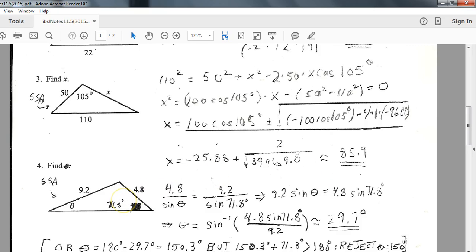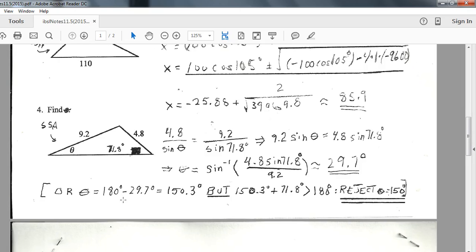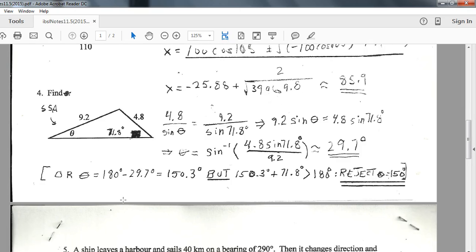And then one more look right here at number 4. This is really a review problem on the SSA case. So again, notice we're dealing with a side-side-angle scenario here, and so we do have enough info to use the law of sines. And that's what was done right here for the law of sines. If we work that out, you'll notice that theta is 29.7.